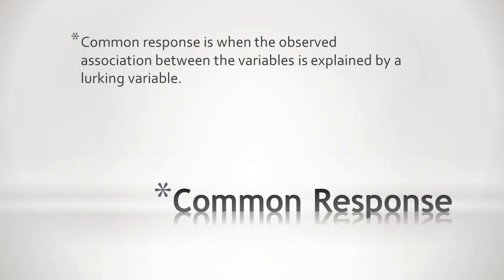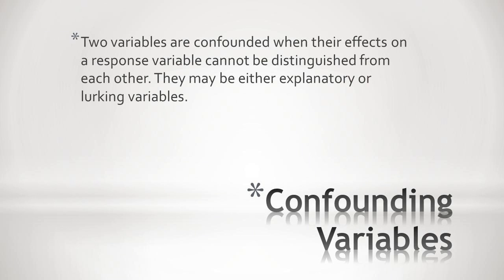A common response occurs when the observed association between the variables is explained by a lurking variable. Two variables are confounded when their effects on a response variable cannot be distinguished from each other. They may be either explanatory or lurking variables.